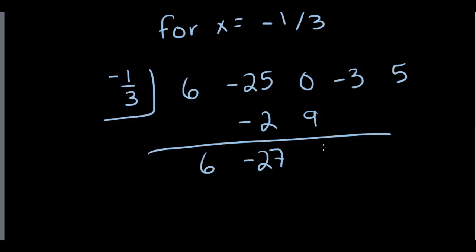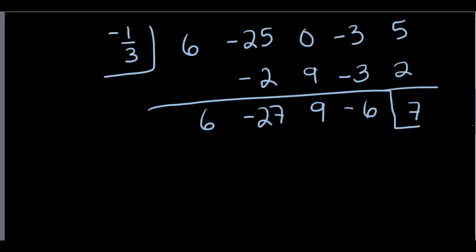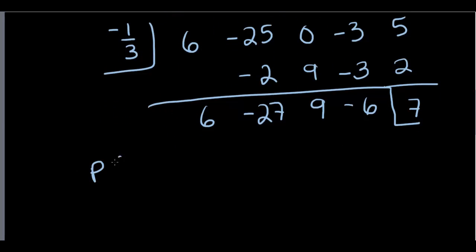0 plus 9, 9. Negative 1 over 3 times 9 is going to be negative 3. Negative 3 minus 3, negative 6. Negative 1 over 3 times negative 6 is going to be positive 2. 5 plus 2, 7. So that means the value of the polynomial when x is negative 1 over 3 is 7. And that's it.